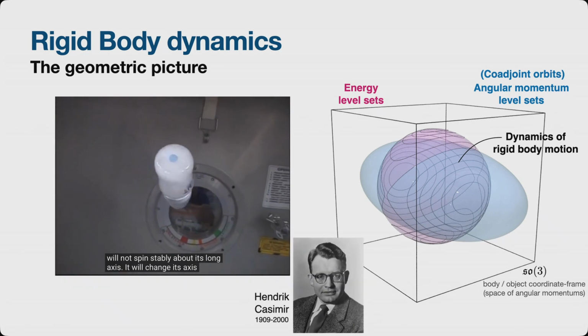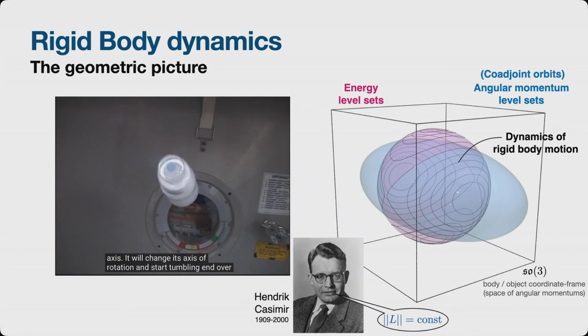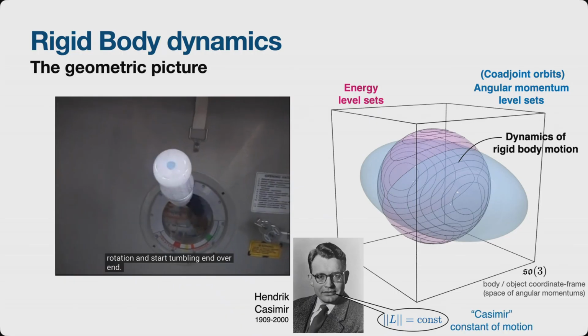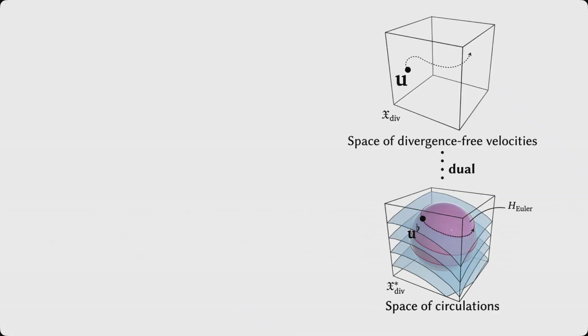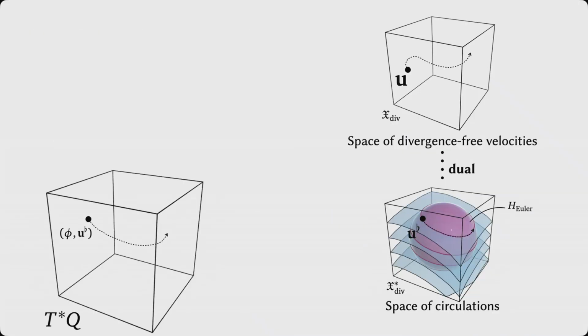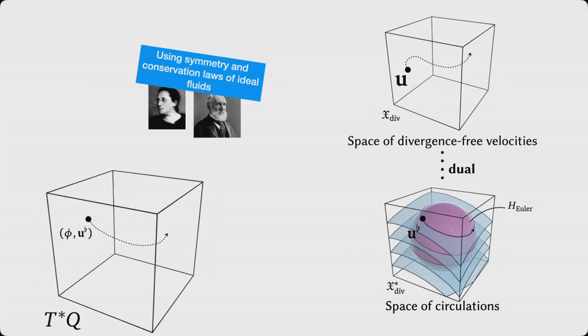And once you do, as Henri Casimir said, you will get that your angular momentum is conserved on these things. And this is just to recap it for fluids. This is a different conservation law, by Kelvin and Emmy Noether, with the particle relabeling. And you can do a similar reduction.